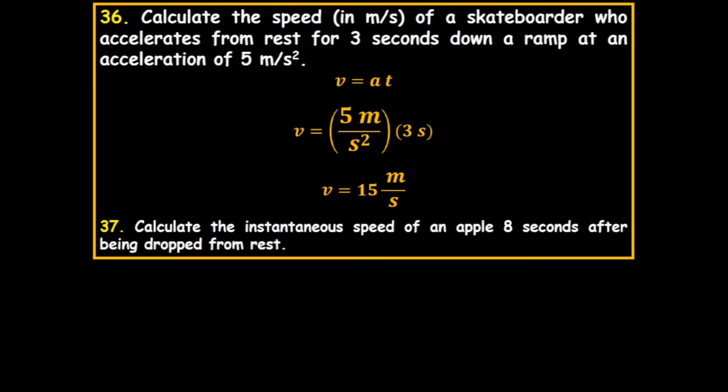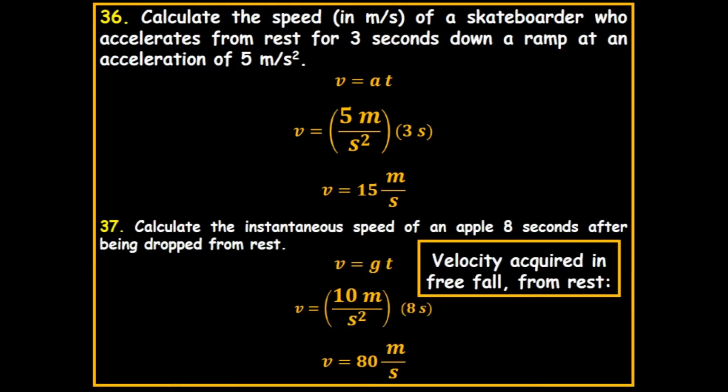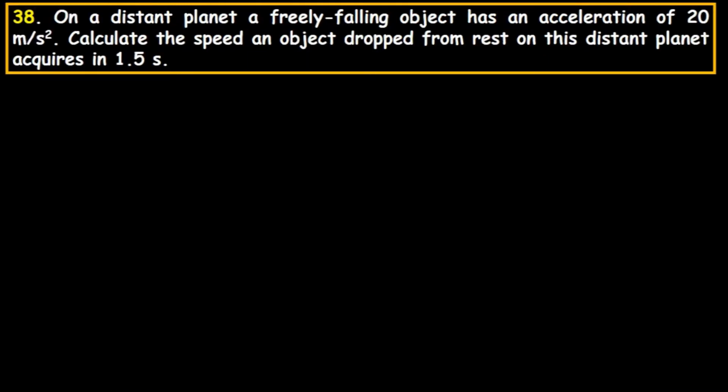Calculate the instantaneous speed of an apple 8 seconds after being dropped from rest. Dropped is the operative word there. Again, V equals GT this time. That'll be 80 meters per second, the velocity acquired in a free fall from rest.